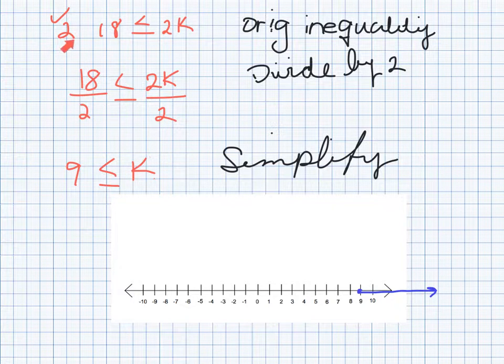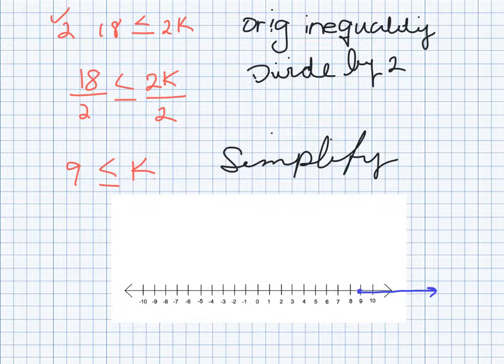So in checkpoint 2, we have 18 is less than or equal to 2k. That's my original inequality. I divide both sides by 2 to separate the 2 from the k and get rid of it, and I end up with 18 divided by 2 is less than or equal to 2k over 2. And when I divide it out, I end up with 9 is less than or equal to k.